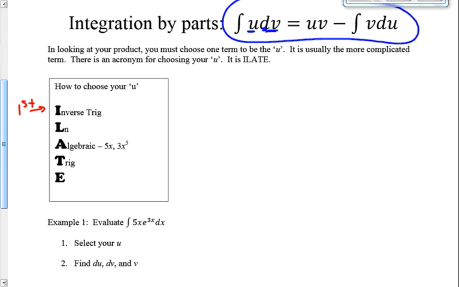If I don't have a natural log or an inverse trig, but I have an algebraic, like 5x or 3x to the fifth, then I would use that as my u. If I don't have an inverse trig, a natural log, or an algebraic, but I have a trig, trig is then going to be my u. And the last one that you choose as your u is your E, which actually means, for example, e to the x. It's the exponential.